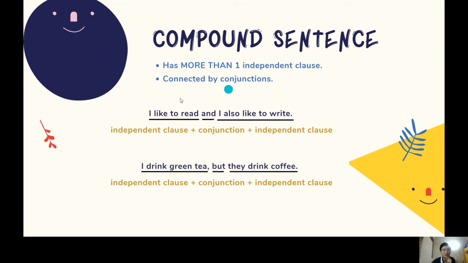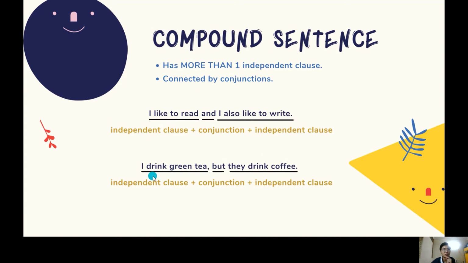So let's first analyze this sentence. I like to read is an independent clause and is a conjunction. I also like to write is an independent clause. So you can see here that I like to read and I also like to write are independent clauses because, let's take I like to read for instance. If you take away and I also like to write, you can still make up something with just I like to read. Same goes for I also like to write. If you take away I like to read and I just say I also like to write, it makes sense. So these are known as independent clauses.